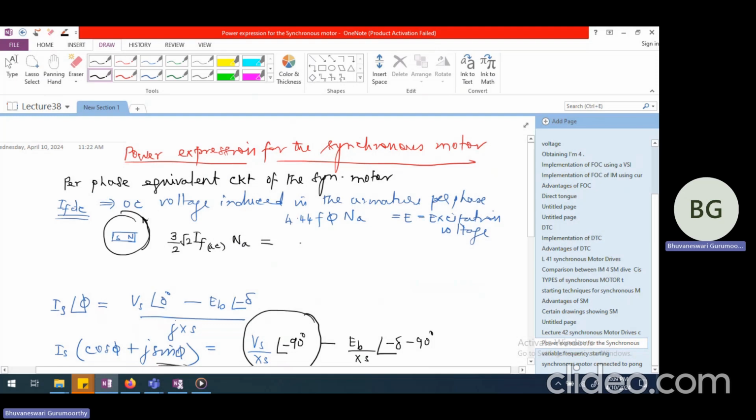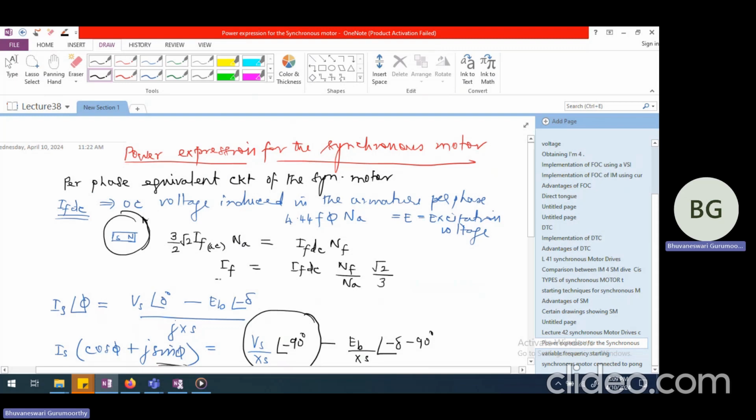So this magnet is actually going to carry, the magnetic field circuit is going to carry a current of IF DC, and this is going to have NF as the number of turns in the field circuit. So from this, I should be able to say IF is equal to IF DC multiplied by NF divided by NA. NF is the number of turns in the field circuit, and NA is the number of turns in the armature circuit. And this has to be multiplied by root 2 divided by 3.